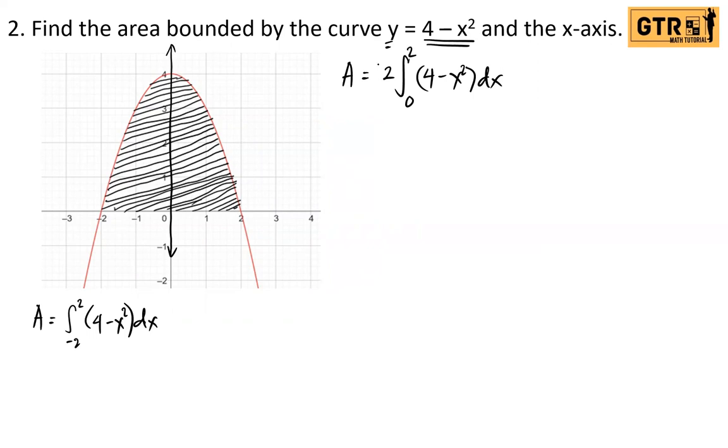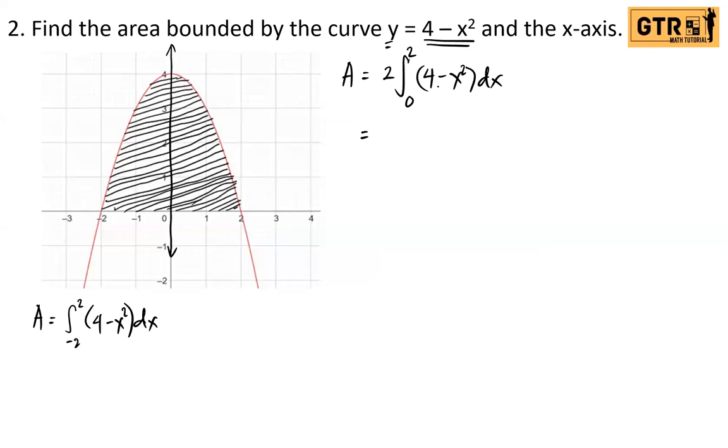So it's up to you what you want to use. For me, the easier way is the limits 0 to 2. It's easier if we substitute 0 instead of negative 2 to positive 2. Anyway, we will arrive at the same answer.